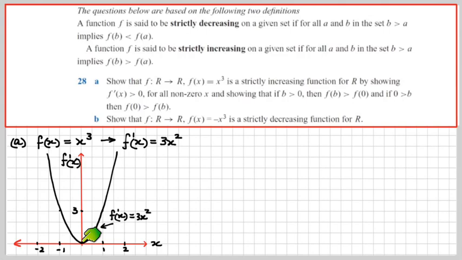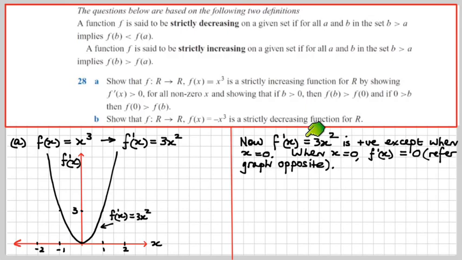And it's only 0 at the point x is 0. One single momentary infinitesimal point where x equals 0. Therefore, it's sticking out a mile that it follows the definition of strictly increasing, doesn't it? So, what I'm saying now is f dashed of x equals 3x squared is positive, except when x equals 0, as I was explaining over here. So when x is 0, the gradient is 0. That's referring to the graph opposite.